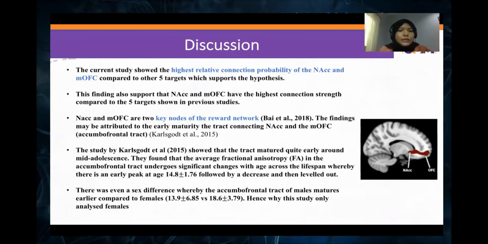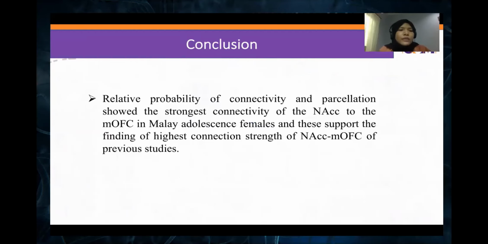So basically, the conclusion is that the relative probability of connectivity and parcellation showed the strongest connectivity of NACC to the MOFC in Malay adolescents, who are females, and this supports the finding of highest connection strength of NACC and MOFC in previous studies. Thank you.